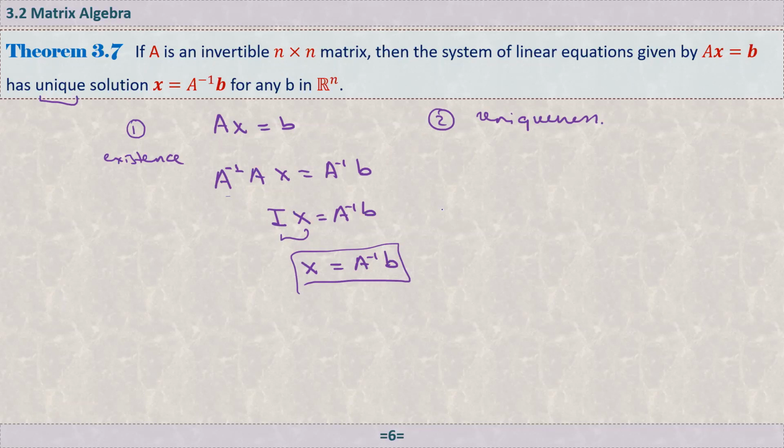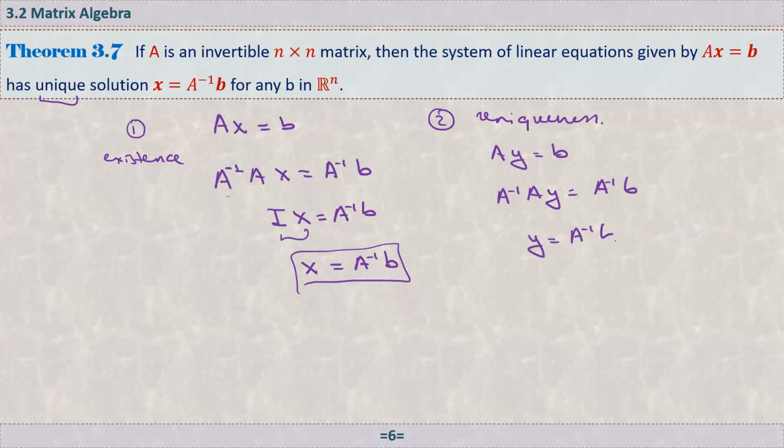To show that, assume that we have two different solutions. One solution is X, and let's say another solution is Y. That means that when I substitute this Y into the equation, it still gives us B. Using the same procedure, if we multiply both sides by the inverse of A, here we have A inverse B. So A inverse A is equal to I times Y, so Y equals A inverse B. A inverse B is exactly the same thing, which is equal to X. So X equals Y, which means the solution is unique, only one solution.